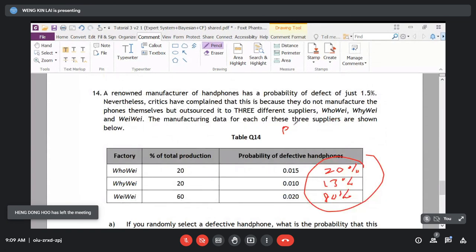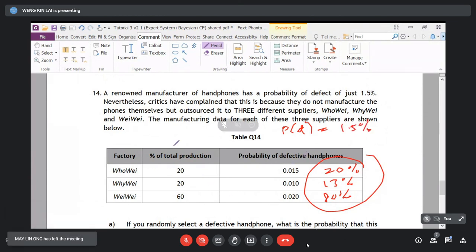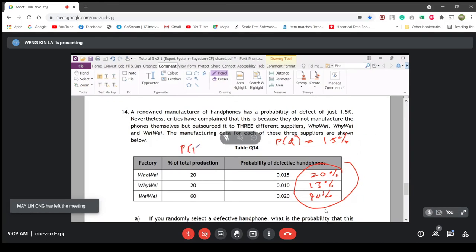This is P of defect is 1.5%. I'll just write it down. And then you have this P of your production. This one, 0.2, 0.2, and 0.6.